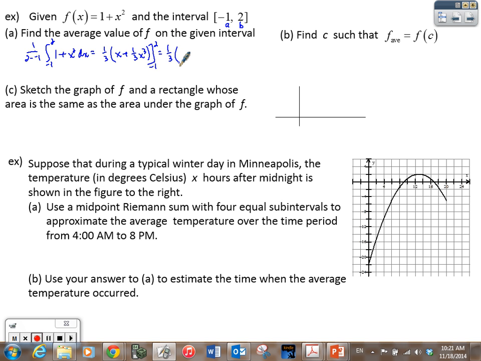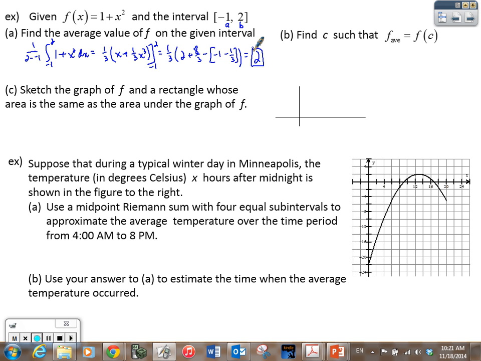So 1/3 times, let's drop the 2 in. 2 plus 2 cubed is 8, so 8/3 minus, with a bracket, let's drop the -1 in. And -1 cubed is -1, so -1/3. Okay, so I do my exciting arithmetic, and I end up with 2. 2 is the average y value on that interval.